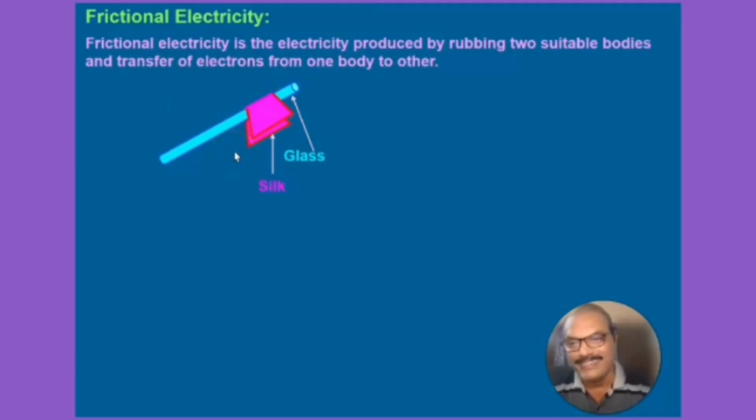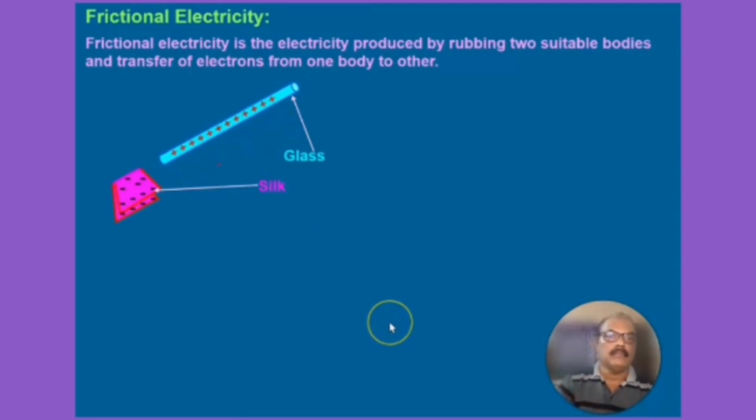A wonderful thing you are going to see here: charges will generate. Here charges are generated not because charge is created, but it is just transferred from one body to another body. Glass has loosely bound electrons. On rubbing, they will be transferred to silk. So once electrons are transferred, what will happen? There will be a deficiency of electrons on the glass rod.